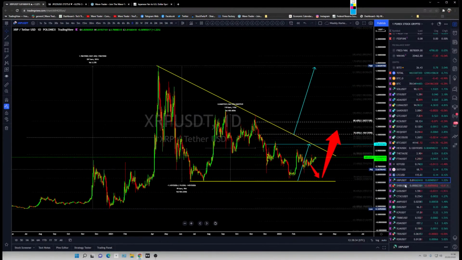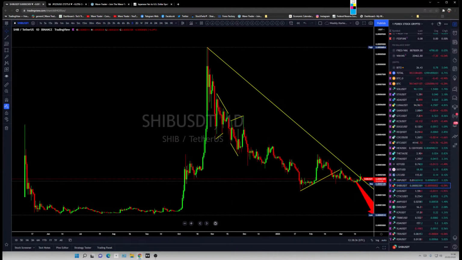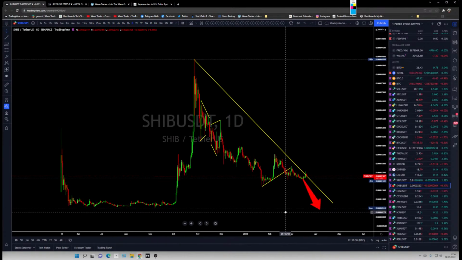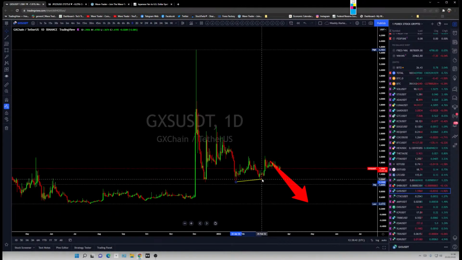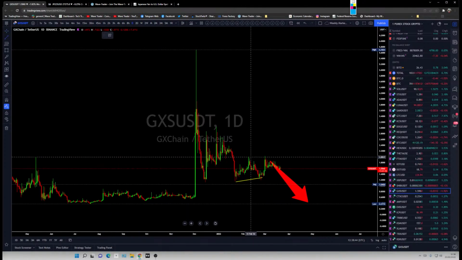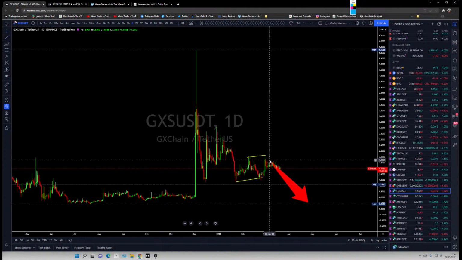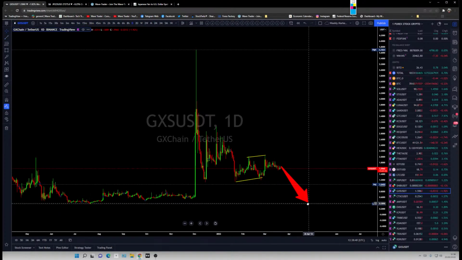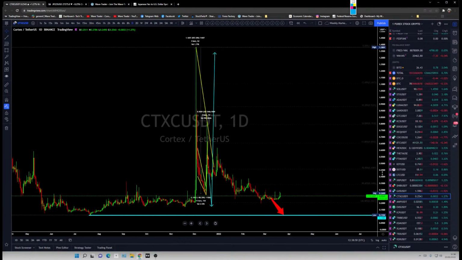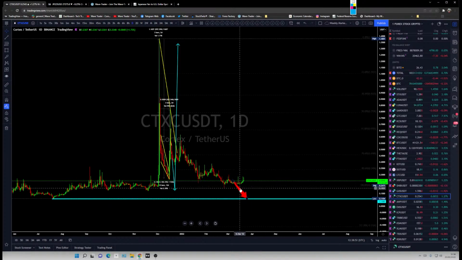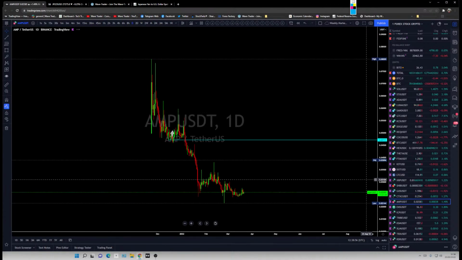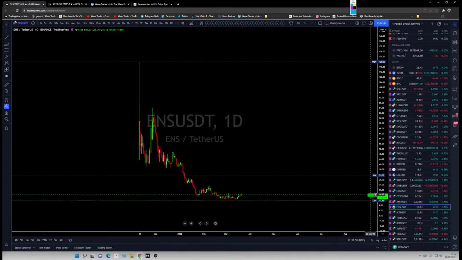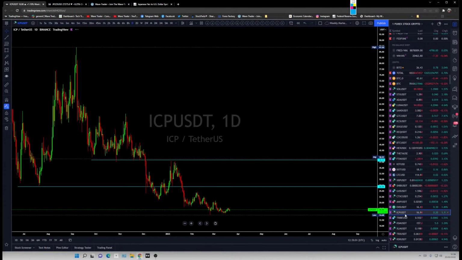So Shiba, don't buy. They're going to sleep for a while before they rise. The GX chain is also going to sleep. They made their moves. CTX is also going to drop back to these lows. So EMP. All these coins are the coins which I have on my list.